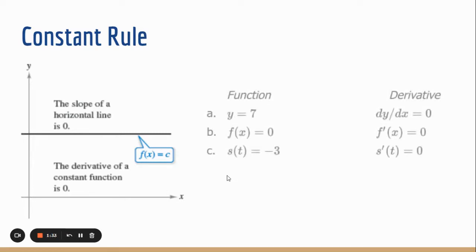So if we look at a few other examples here, we have some functions and then the derivatives. It's a good way to look at some of the other notations. If we had y equals 7, we could say that dy dx equals 0. We could also say that y prime equals 0. Here we have f of x equals 0. Well, that's just the x-axis, and then we could say that f prime of x is also 0, and that just means that the slope of the tangent line is 0. We could have the function be s of t equals -3. Then s prime of t would be 0. Okay, so very straightforward. Constant rule is pretty simple. If it's a constant function, then the derivative will just be 0.